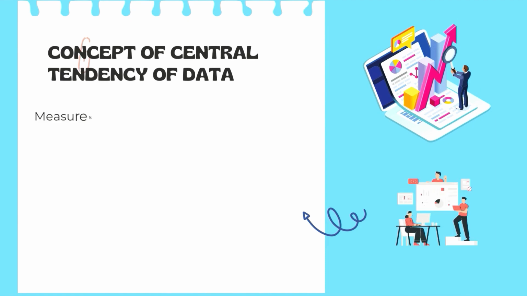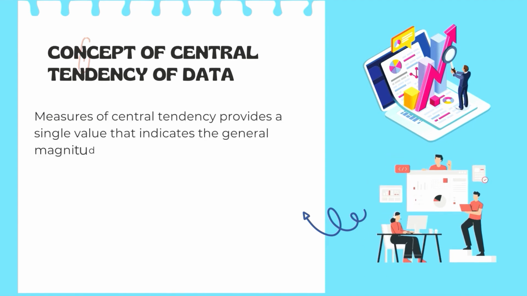So here, when we compute the average, it comes under the mean, and when we talk about the middle score, it is related to the median, and when you talk about the most frequent marks, it comes under the mode. So let me go into more detail about the concept of central tendency of the data.